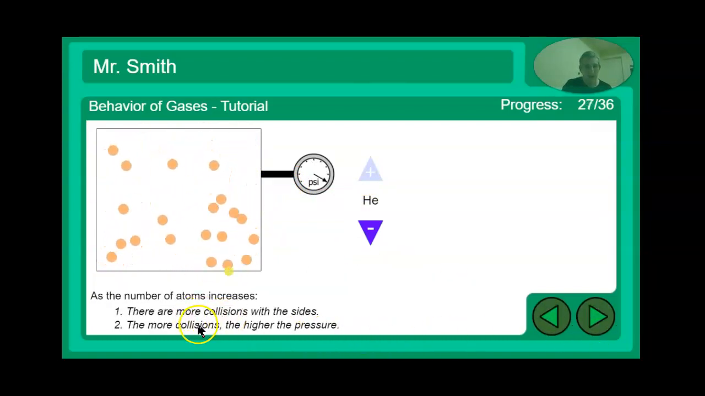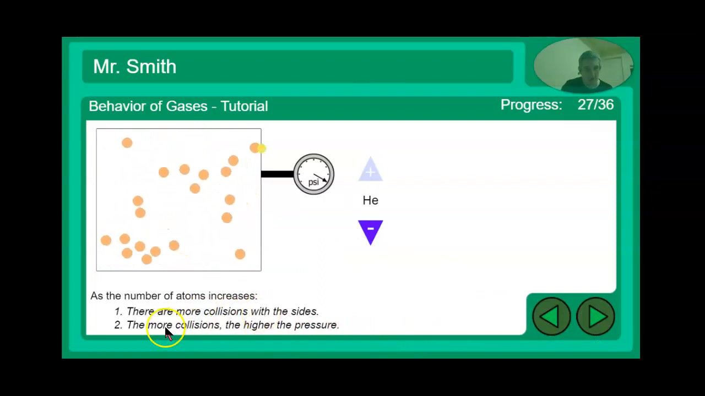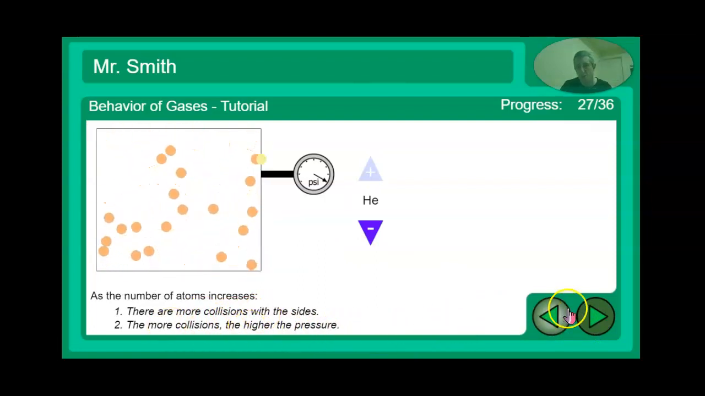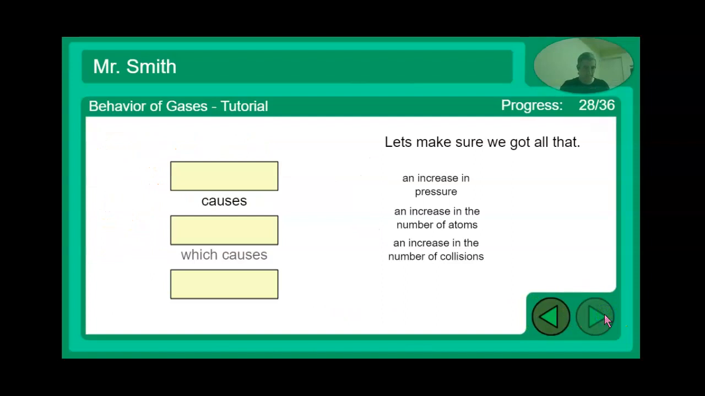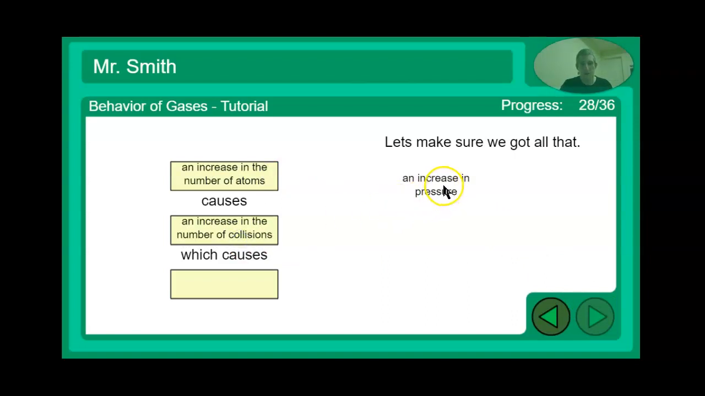There are more collisions with the sides. More collisions by definition gives you more pressure. So increase in atoms causes an increase in number of collisions, which causes an increase in pressure.